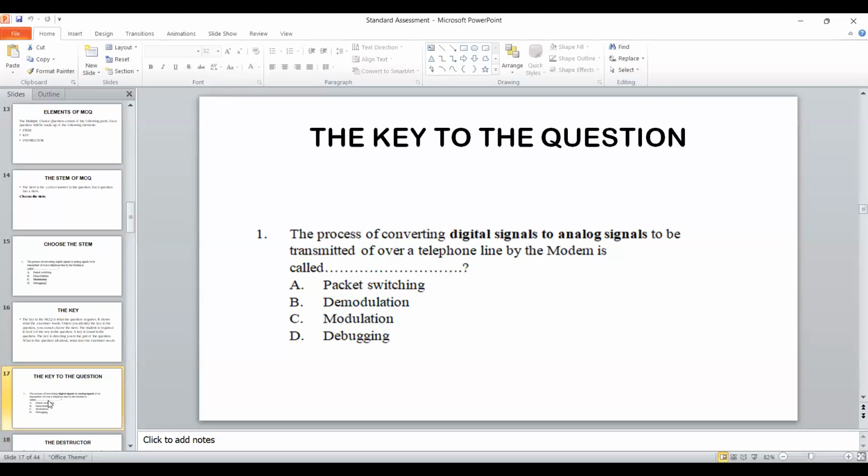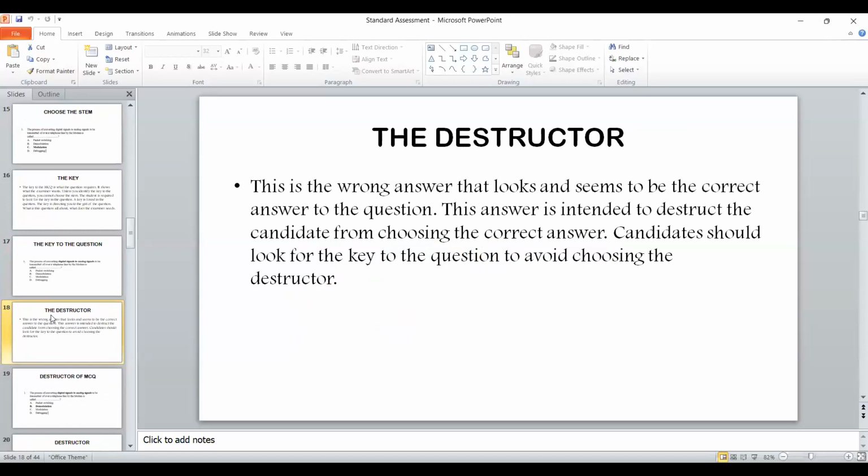Because you failed to interpret that this question wanted one to convert from digital to analog, not from analog to digital. So you must make sure that even when you are making corrections, you tell them that the reason why you failed this question is because you failed to interpret the question. The key was here: when do we convert from digital to analog, and when do we convert from analog to digital? Then we have this structure.